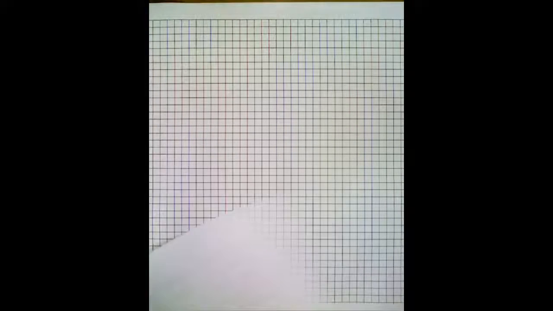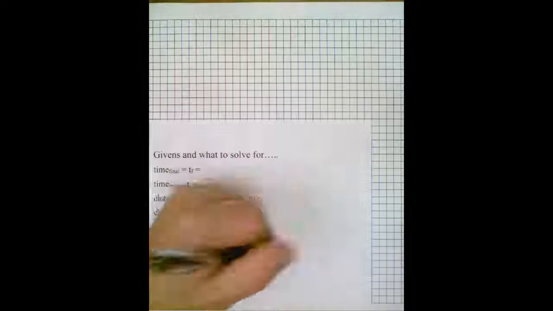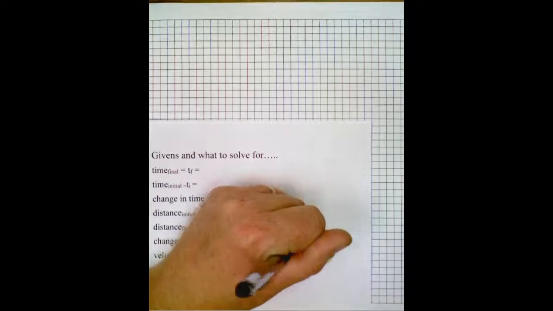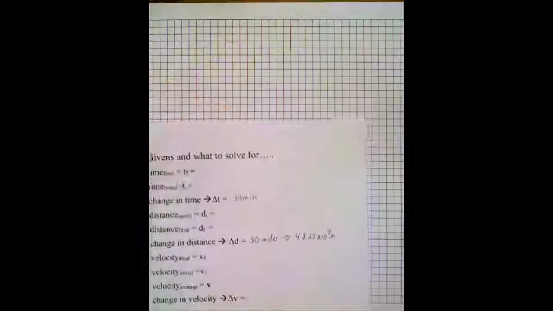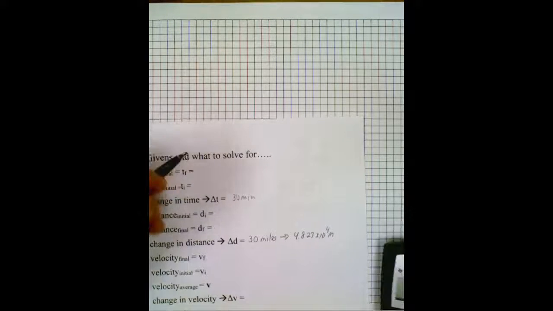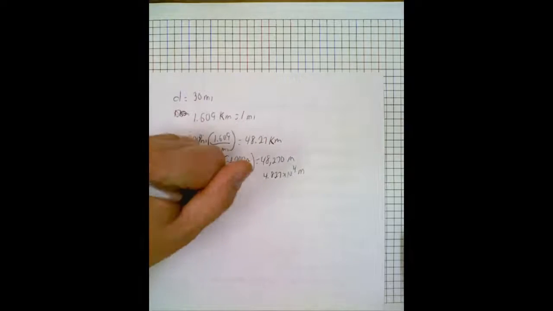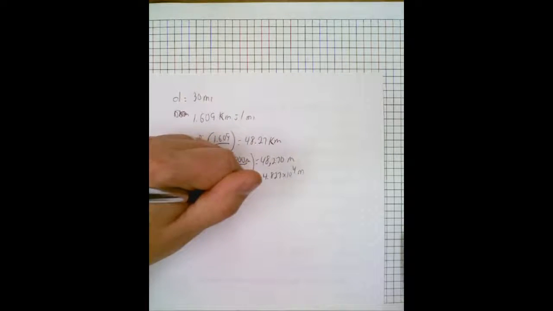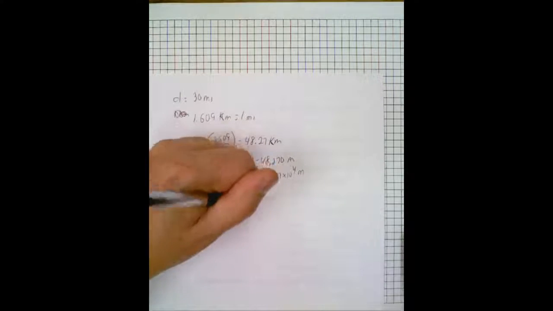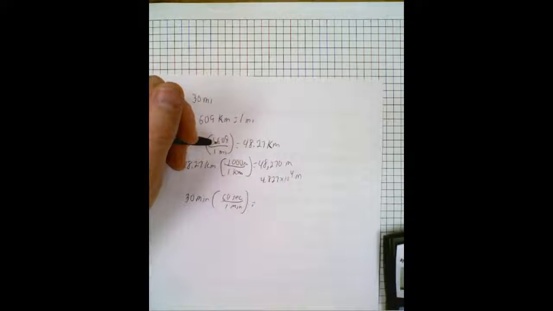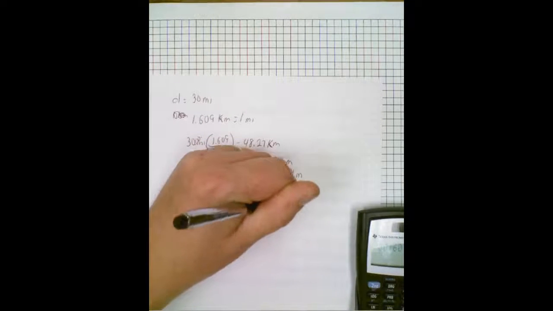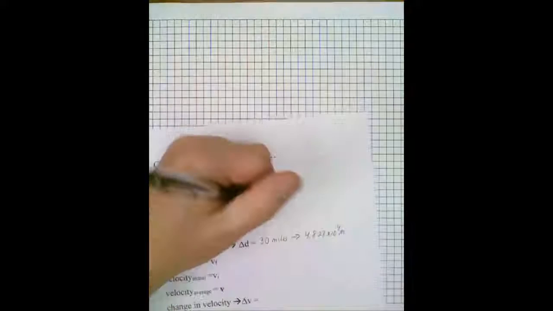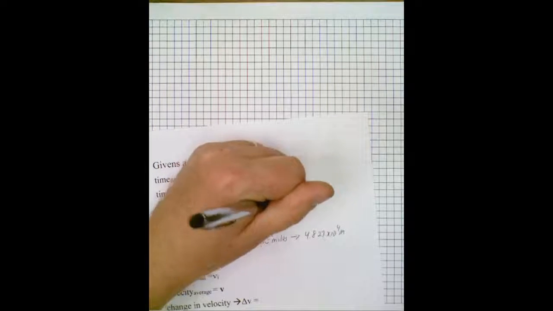Now that we have that, we can go over here and go change in distance becomes 4.827 times 10 to the 4th meters. 30 minutes. Well, once again, we can do 30 minutes, and we all know that there are 60 seconds in 1 minute. So this gets us 30 times 60, which is 1,800 seconds. And then we can figure this out. 1,800 seconds.